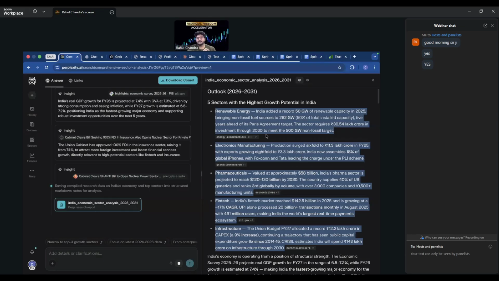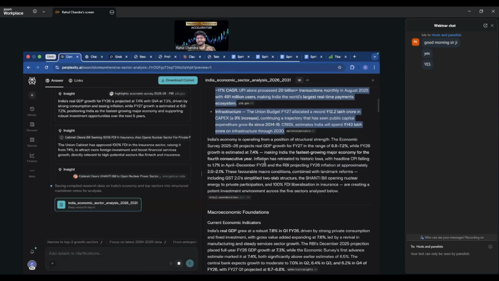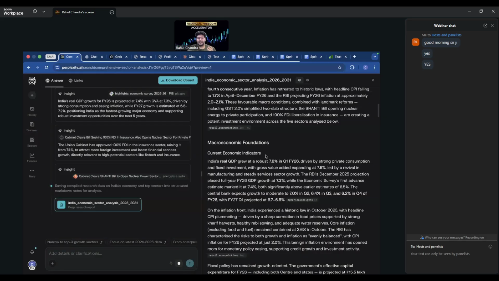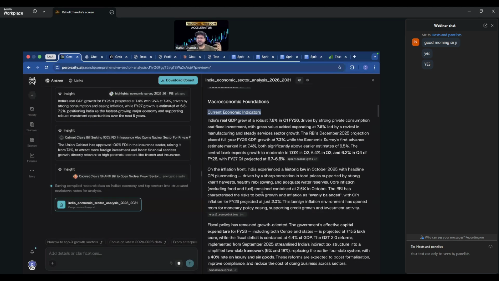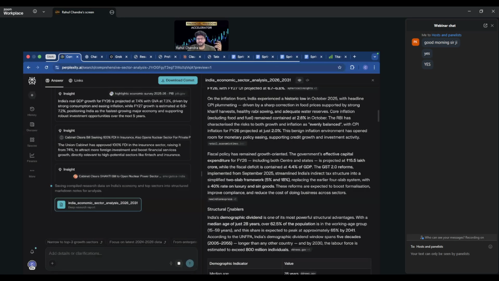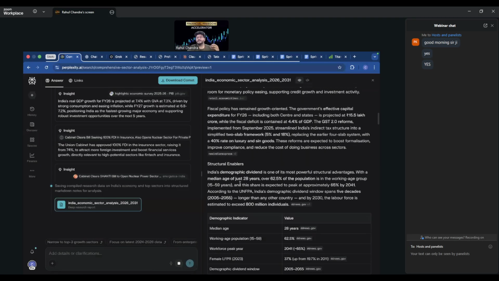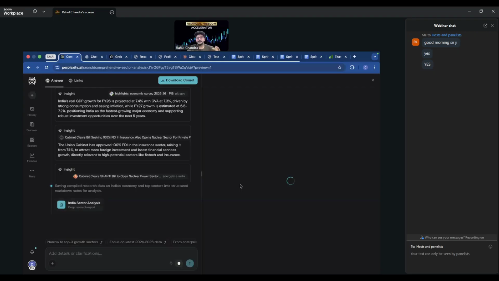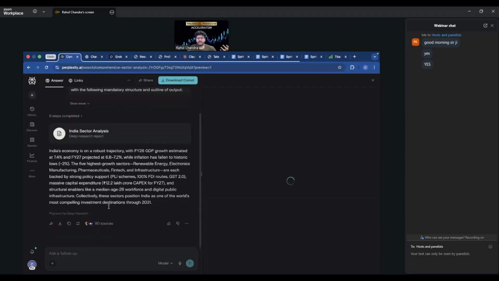How does Perplexity research this answer? As I said, it does like a proper sectoral researcher. First and foremost, it looks at macroeconomics: what are the current economic indicators within India? So it looks at India's GDP, India's growth rate, the inflation rate, the fiscal policy. Then it looks at the structural enablers, what is structurally happening very well within India.